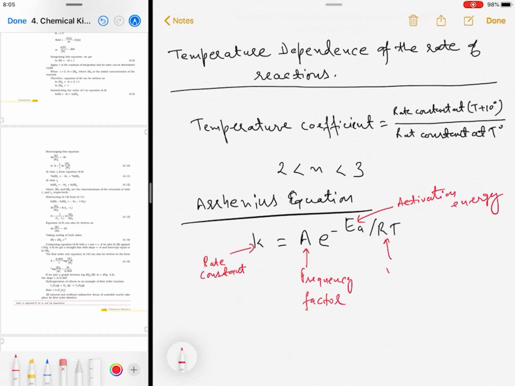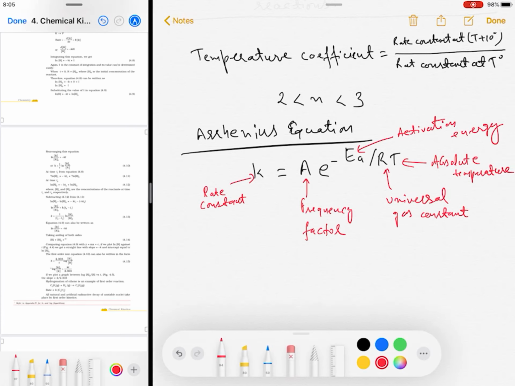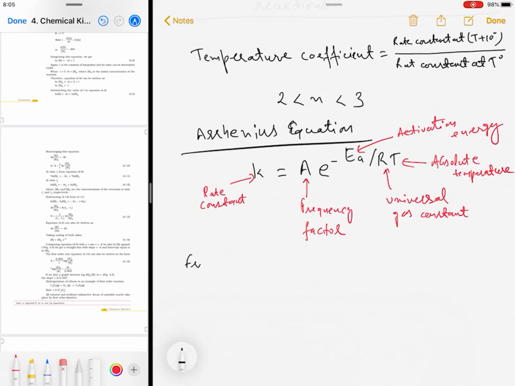R is the universal gas constant, and T is the absolute temperature in the Kelvin scale. So these are the different terms. Here you know all the terms except this A, the frequency factor.